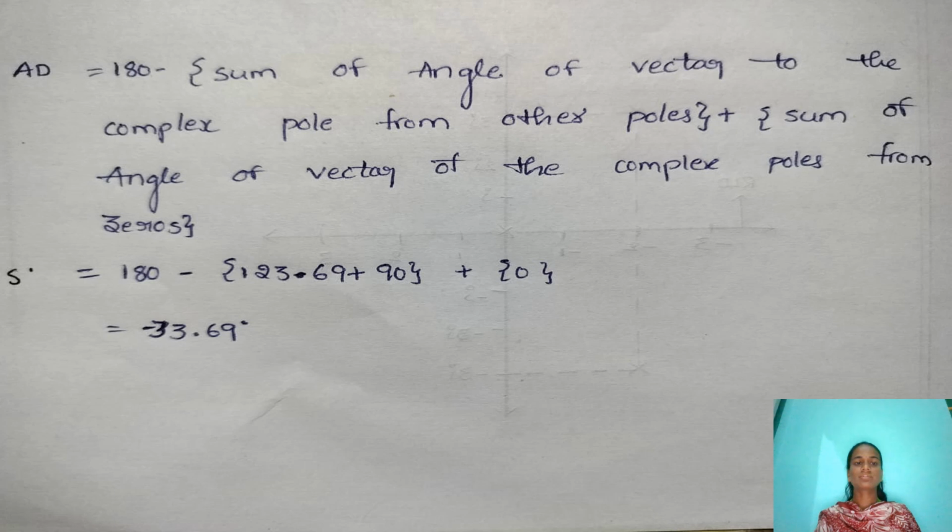The angle of departure formula is 180 minus the sum of the angles of the vectors to the complex pole from the other poles, plus the sum of the angles of the vectors to the complex pole from the zeros. The sum of the angles from the poles is 123.69 plus 90, and the sum from the zeros is 0, so the value is −33.69 degrees.